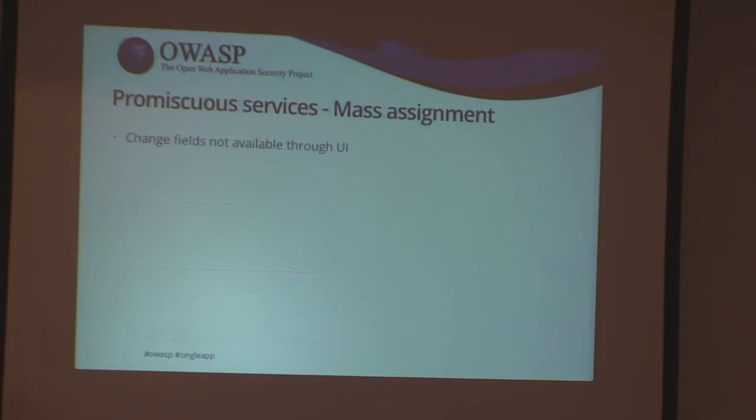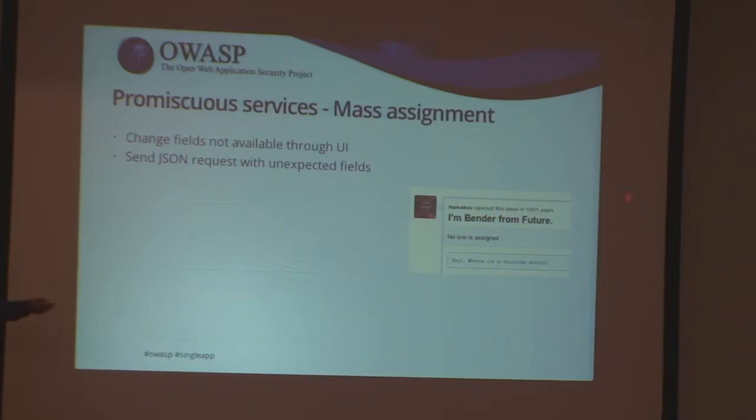It has multiple names. So we can change things that we're not supposed to be able to change through the UI. We can send a JSON request with unexpected fields. And I mentioned this yesterday, but Egor Homakov did this on GitHub. If you look at the text here, it might be hard to read from the back, but it says Homakov opened this issue in 1001 years, so way into the future. And it says, I'm Bender from future. Hey, where's the suicide booth? And this created quite a lot of stir at GitHub, and I think he was kicked out and later allowed back.